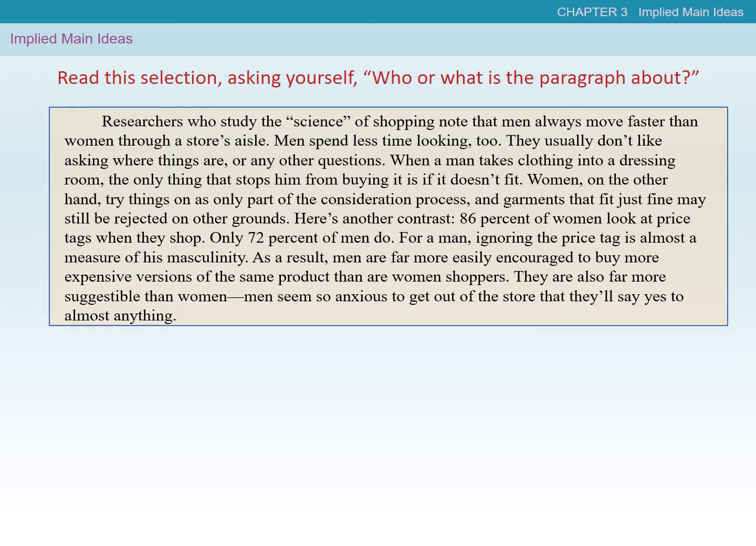Here's another contrast. 86% of women look at price tags when they shop. Only 72% of men do. For a man, ignoring the price tag is almost a measure of his masculinity. As a result, men are far more easily encouraged to buy more expensive versions of the same product than are women shoppers. They are also far more suggestible than women. Men seem so anxious to get out of the store that they'll say yes to almost anything.